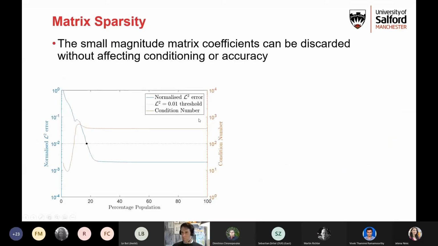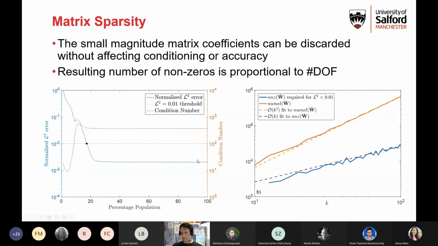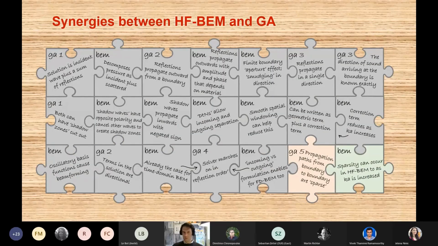If we keep on throwing elements of the matrix away, you'll find that you can do that, in this graph, in this case, down to about 20% of the population before it affects either the error or the condition number. And if you keep doing that and you track the points that you require in the matrix for a certain accuracy, you find that although the matrix size grows with k squared, which is the top trend here, the number of non-zeros you require scales with just k. So we've actually gone down an order of magnitude in scaling as well. We see that the sparsity can occur in high frequency BEM as ka is increased. And that is the end of our picture.